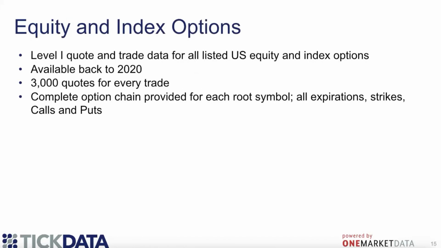Finally, we have index equity and index options. We offer level 1 quote and trade data for all listed US equity and index options, available back to 2020. And I put 3,000 quotes for every trade because anytime I talk about options, I make sure that clients understand if they want quote data, what they're going to get. The quote data set is huge. So that's 3,000 times the size of the trade data set. It's pretty massive. It includes the complete option chain provided for each root symbol. So you get all expirations, all strikes, calls and puts for all of them, including weeklies if they offer them, and any listed option on all of the US exchanges.